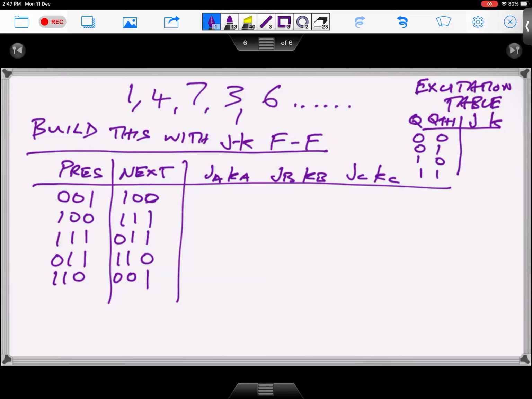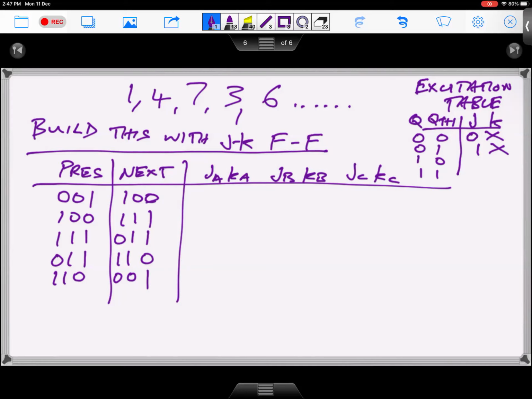Now, what input do we have to put on the J and K to bring about a 0 on the next state? Well, it turns out that it is either 0, 0 or 0, 1. So we can write 0x. What input do we have to put on the J and K to bring about a 1 in the next state? For in this case, it is toggling anyway. So that would become 1x, which would mean 1, 0 or 1, 1. We really don't care. The X means we don't care.